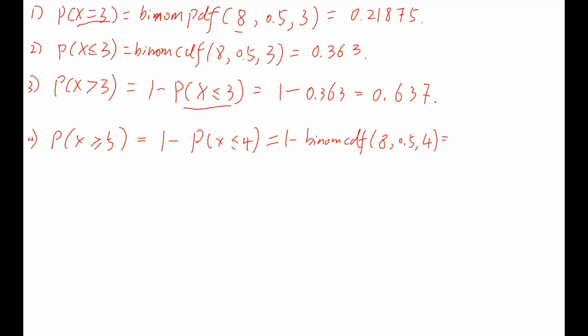Binorm CDF is 8.5. X is 4 here, so paste. Okay, so what I found is 1 minus 0.637. That's again, I got 0.363. All right, I got this one. Okay, so we can get this value here.